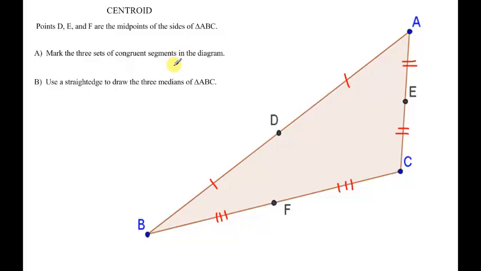And then let's use a straight edge. If you don't have a straight edge, you better pause the video because this has to happen with a straight edge. And let's draw the medians in. In fact, I need to change my tool here and make sure I've got a straight edge.